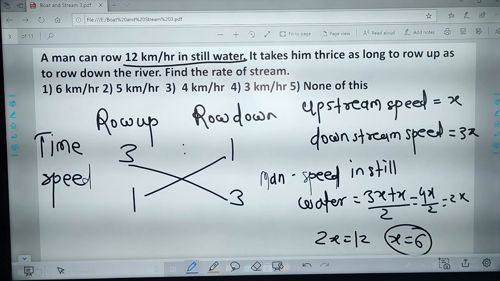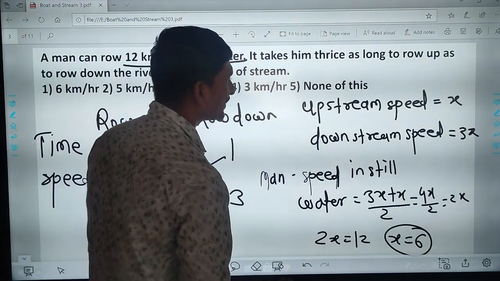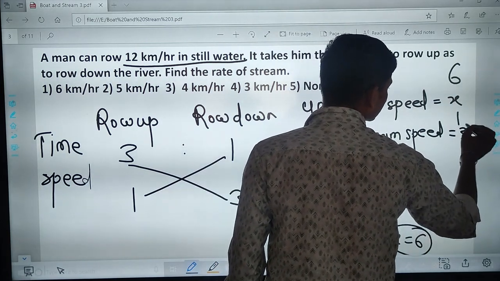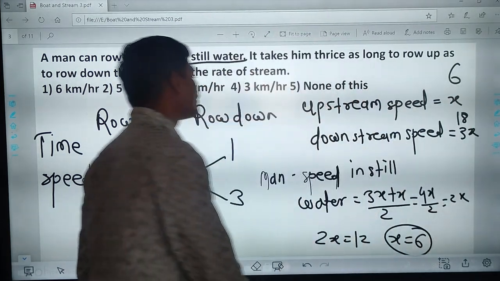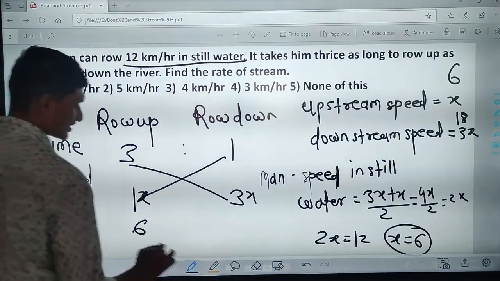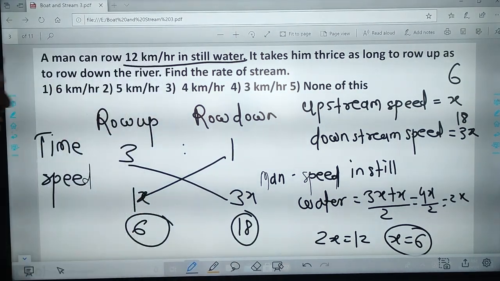Then x is equal to 6. Upstream speed is 6 and downstream speed is 6 into 3, which is 18. Upstream speed is 6 and downstream speed is 18.